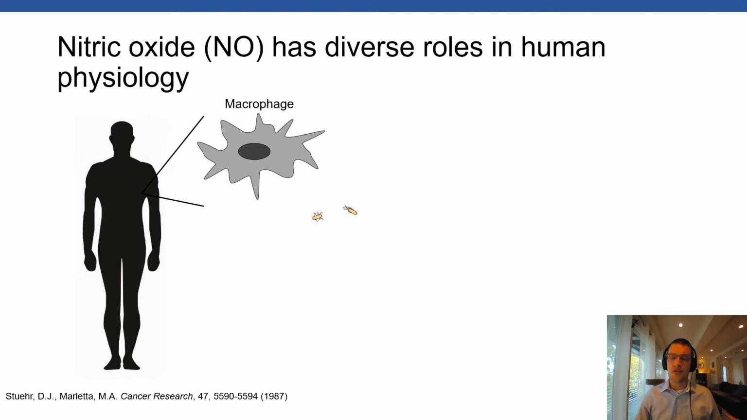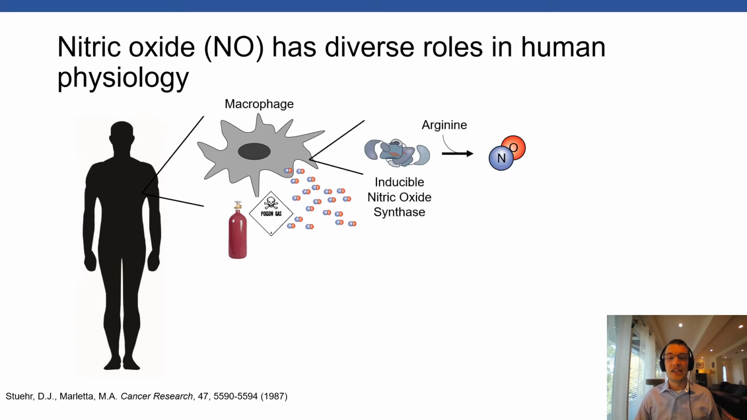If you were to walk into a chemistry lab and see a tank of nitric oxide, it would definitely have a poison gas label on it. Indeed, our innate immune system uses nitric oxide for this very purpose. Macrophages can secrete a high concentration of nitric oxide for long amounts of time to kill invading pathogens. The enzyme that's responsible for this phenotype is a nitric oxide synthase, in this case inducible nitric oxide synthase, which catalyzes the 5-electron oxidation of arginine to citrulline and nitric oxide.